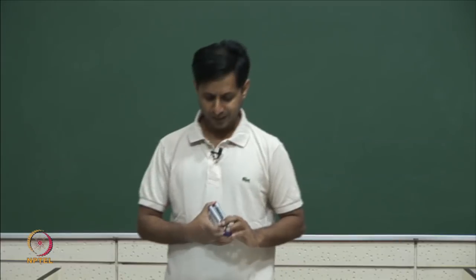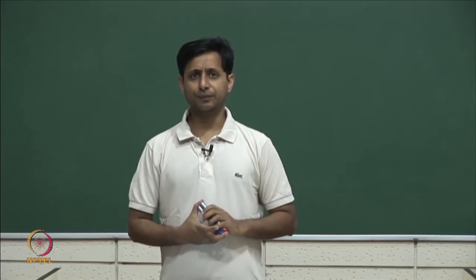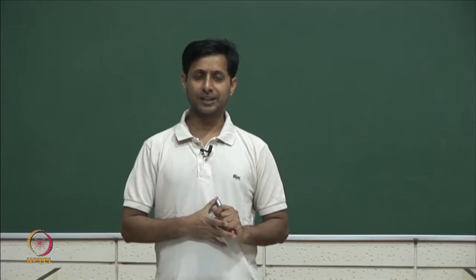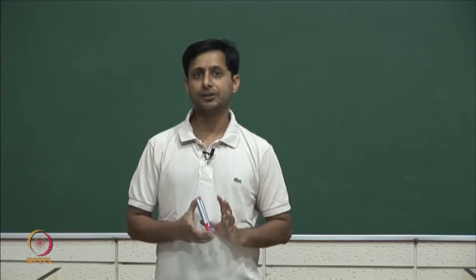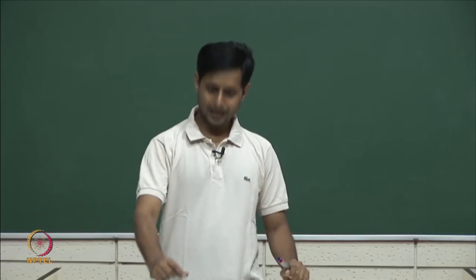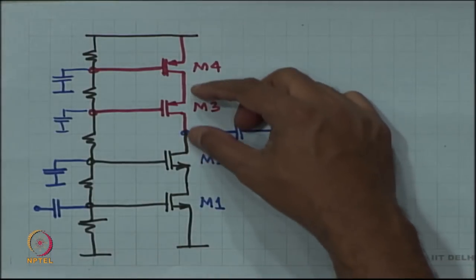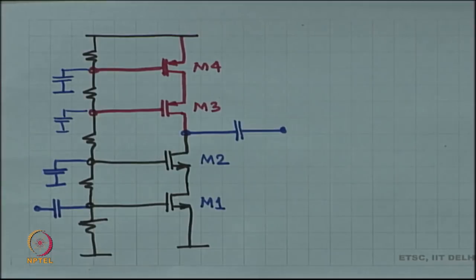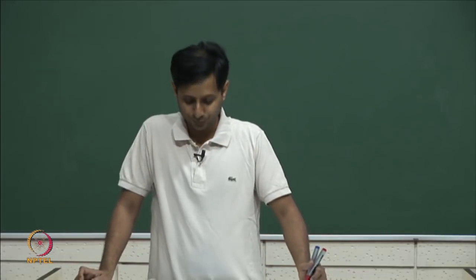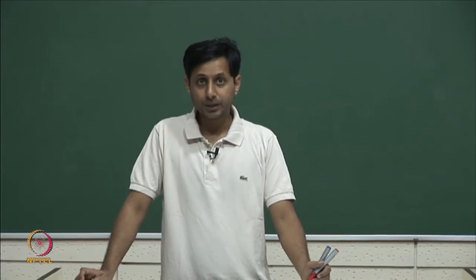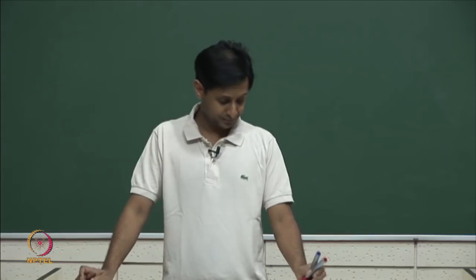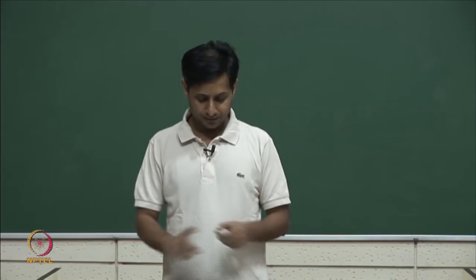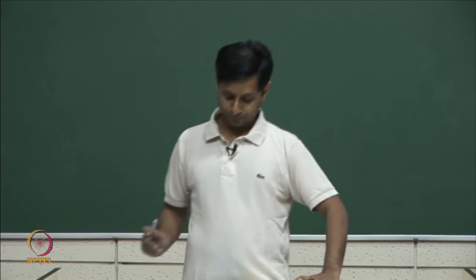And then we need to briefly talk about the swing limits, or in other words we need to talk about how to maintain saturation, that is how to maintain M4, M3, M2 and M1 in their respective flat regions of operation. Okay, because that is absolutely required. All right, so we need to talk about that. And what do we do?